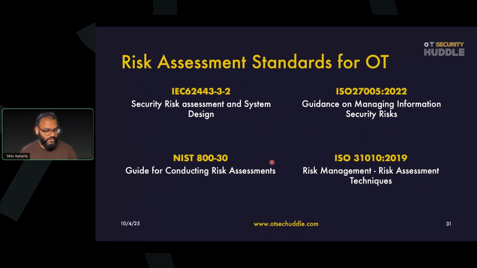62443 is a very, very beautiful standard, a series of documents. It tells you to do risk assessment, but it doesn't say that you need to do it only in the way prescribed in part 3-2 of the standard. It says you could use any other framework, any other type. You could create your own framework for doing this. There are documents available like ISO 27005, and there is the NIST 800-30 guideline, freely available. There is also ISO 31010, on risk management and risk assessment techniques, apart from 62443 3-2, which is part of the 62443 series itself.